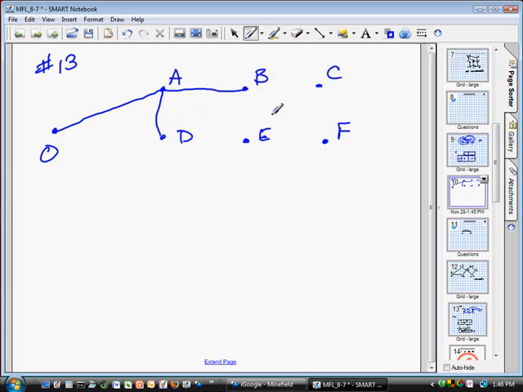Okay, let's move to room B. Where can I go? You can go to A, I've already got that. You can also go to C. Is that it? Yep. Room C, you can go to B, which I already have, and you can go down to F. Room F, you can go to C, which I already have. You can go to E, and you can also go outside.